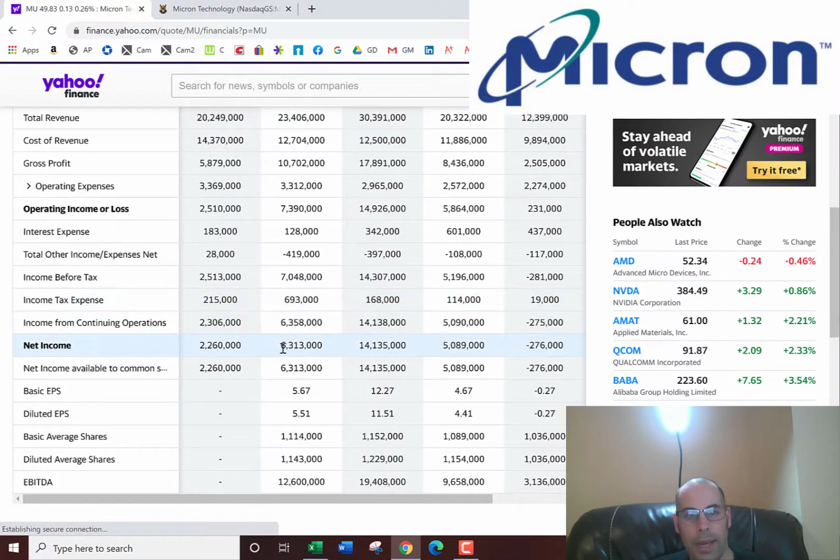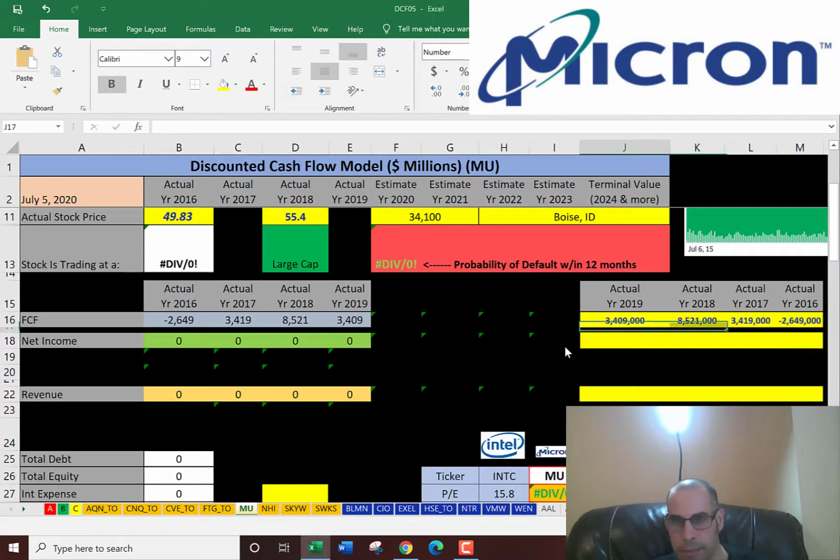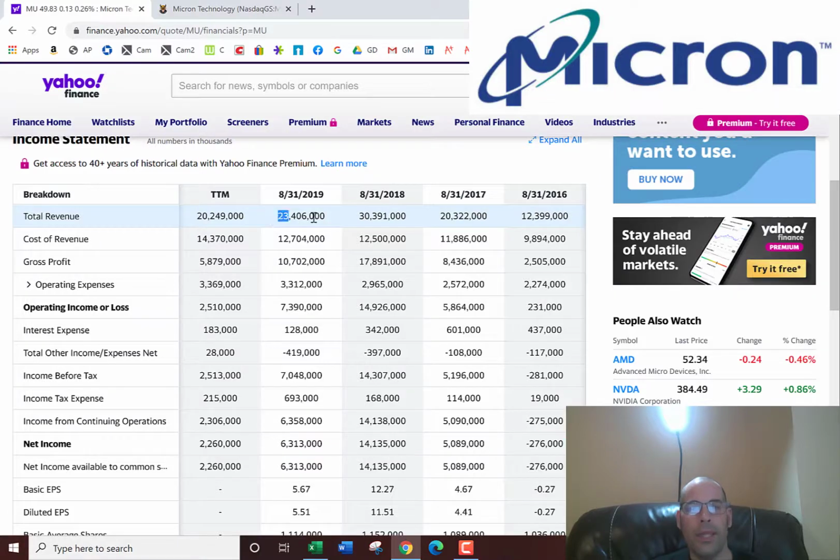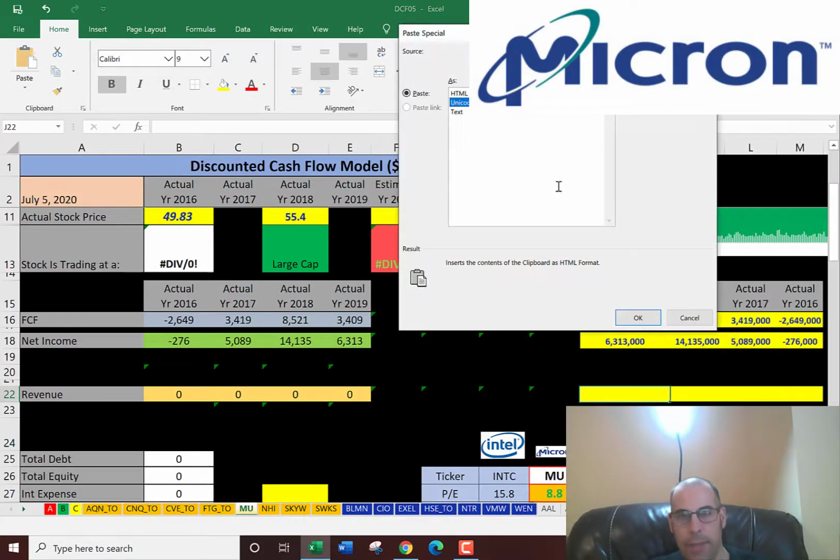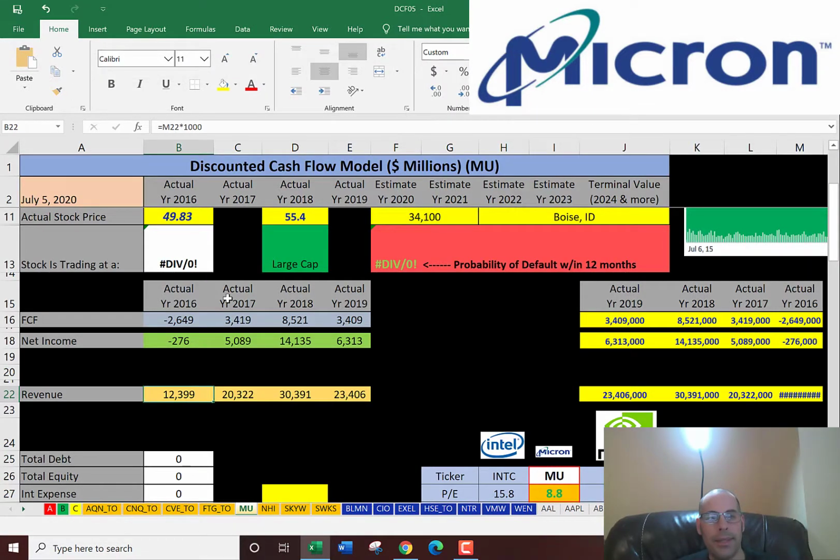Right now I'm pulling the net income from the income statement, and this is the company's profit and loss. We also need the revenue, which is the annual sales for the company. And I'll put that into the model. And look at this, their sales doubled from 2016 to 2019.